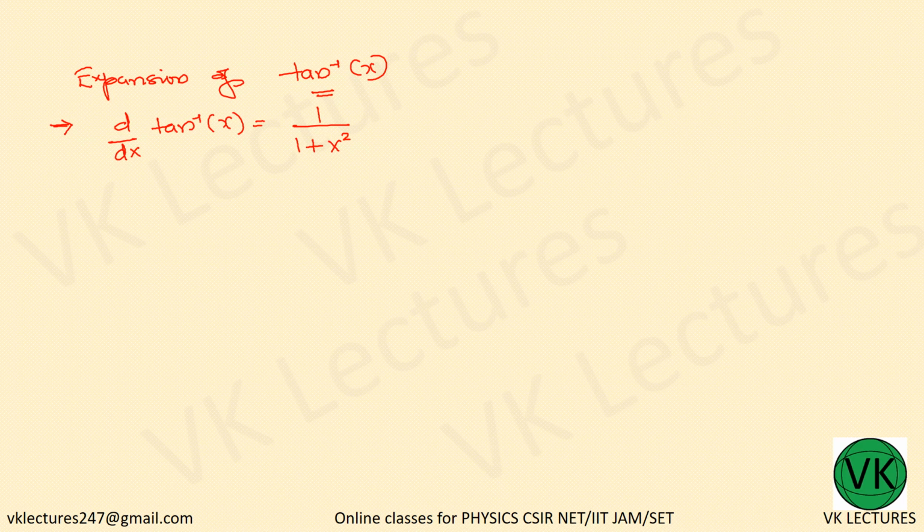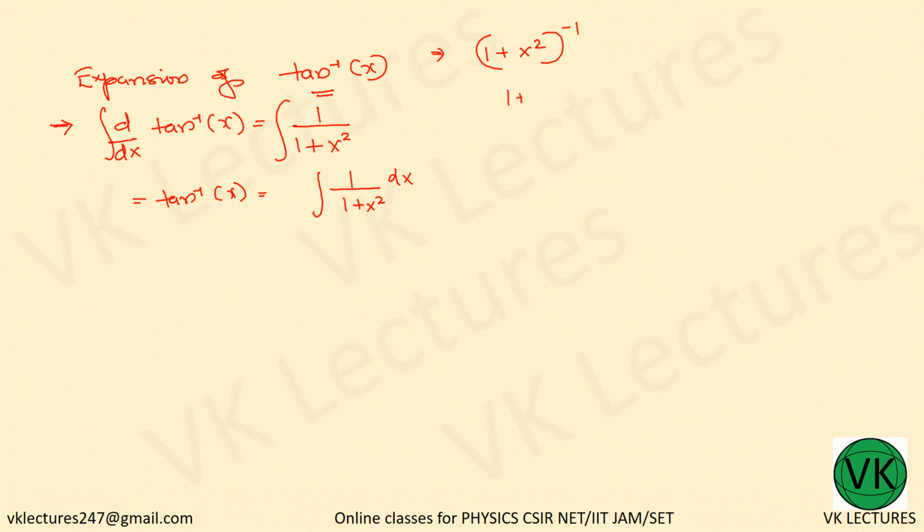And now just integrate on both sides with respect to x. What you get is tan inverse x equal to integral 1 divided by 1 plus x squared dx. Fine. Now so this is 1 plus x square whole to the power minus 1, 1 plus x square whole to the power minus 1.